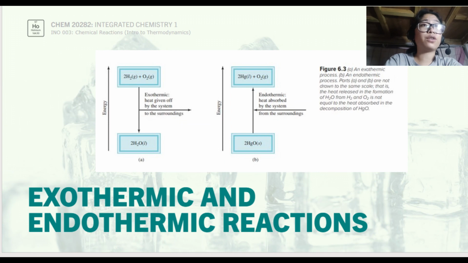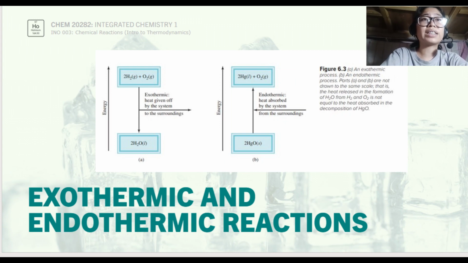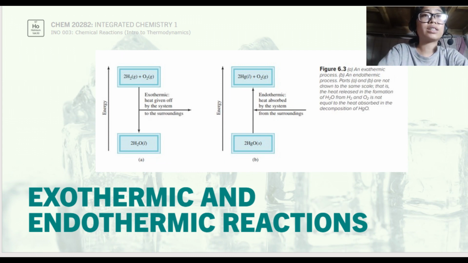Energy cannot be created or destroyed, so any loss of energy must be gained by the surroundings. This process is known as an exothermic reaction, which transfers heat from the system to its surroundings. The endothermic reaction is a process where the system requires heat from its surroundings.